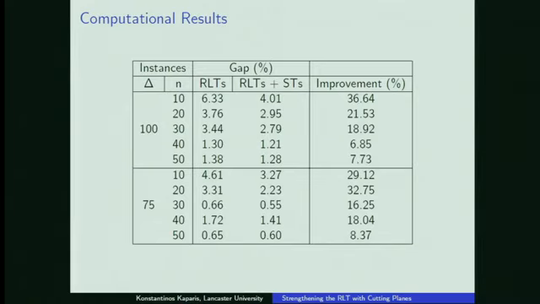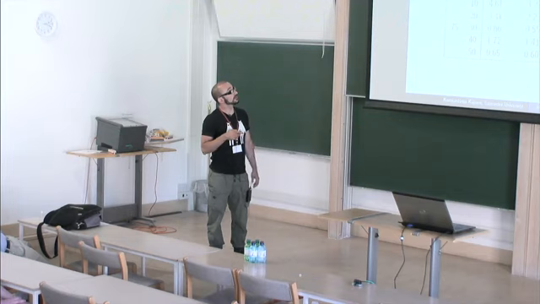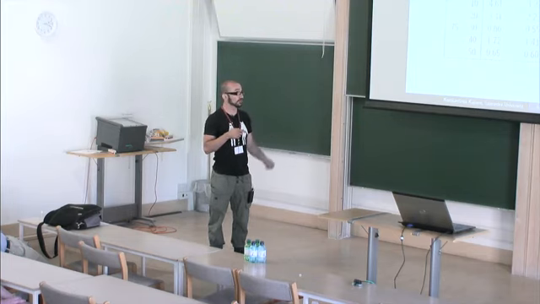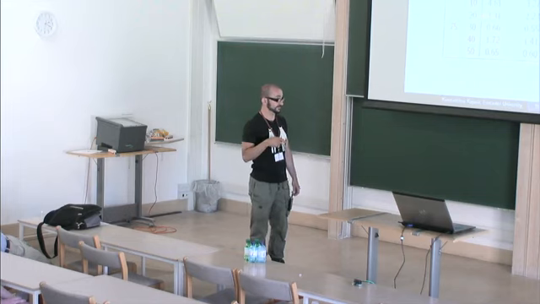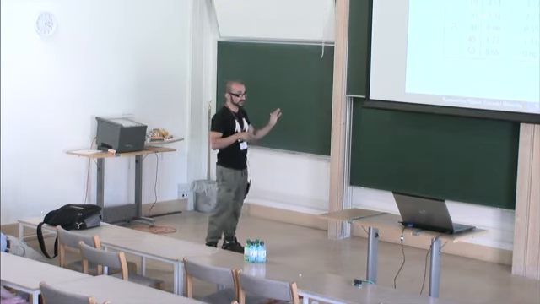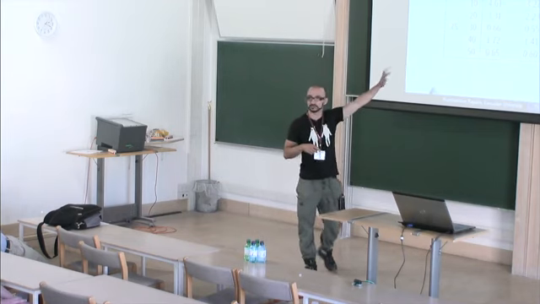So what we have here is the density, the number of variables in our original problem. This is the bound of the RLT relaxation. This is the percentage gap from the optimum, which is very good. I mean, in that case, RLT performs really well. And this is the bound when we add our strong ST inequalities in those RLTs. This is the percentage improvement that we get when we add the ST inequalities for all different cases. You can see that the improvement is quite substantial.